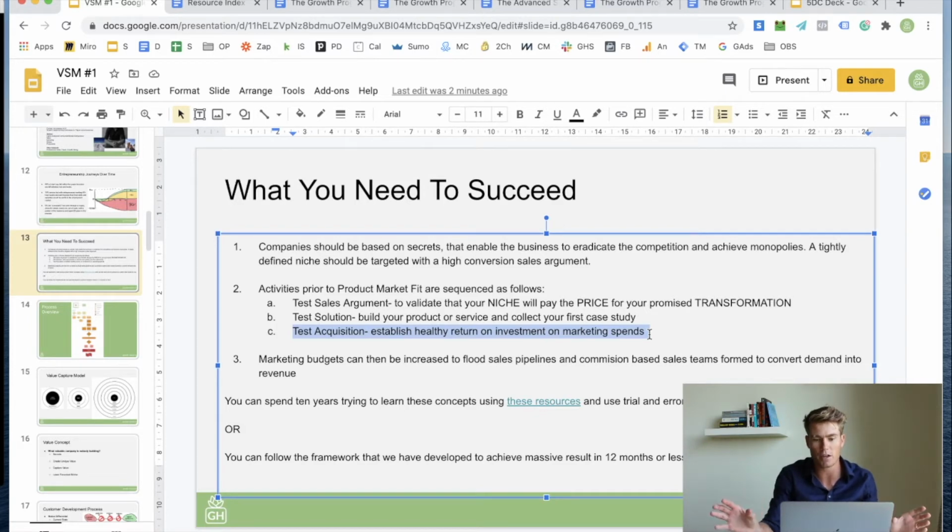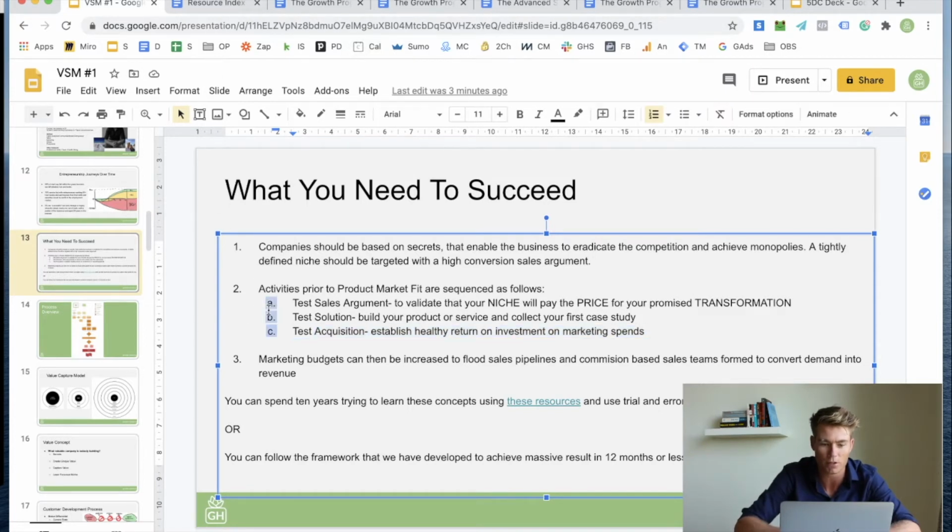Okay, that is the scenario that we are looking for. When we have achieved that, we can then scale up our marketing, flood our sales pipelines, and build a commission-only sales team that can then handle those leads and will allow our business to scale up without any risk. Okay, now in order to do this process, I just want to show you how I came to understand all of these processes.